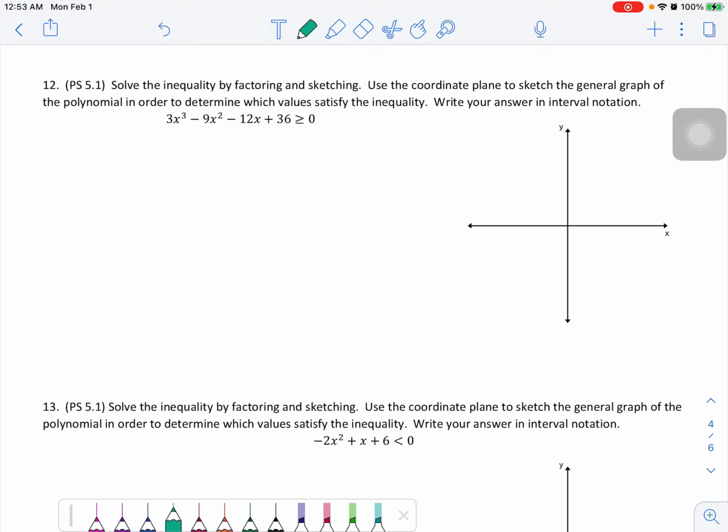All right, so this is page 4 of the study guide, and problem number 12 and problem number 13 are actually very much like number 10 from the prior page. So we're going to factor. We're going to find the zeros from our factors, graph our inequality or graph our sketch, and then from this sketch we'll be able to figure out if we're talking about things that are above or below the x-axis.